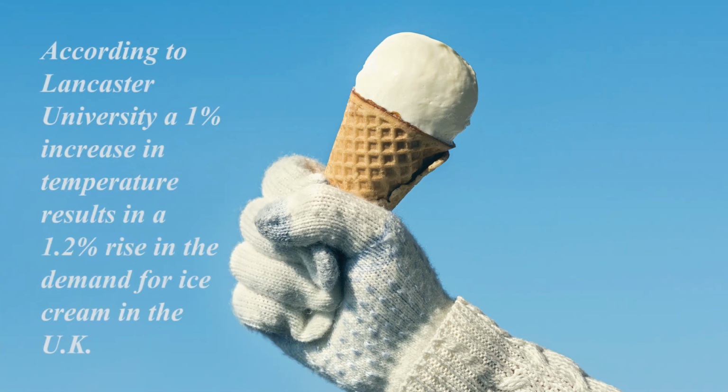Now, before we answer this, let's talk about ice cream for a moment. According to Lancaster University, a 1% increase in temperature results in a 1.2% rise in the demand for ice cream in the UK. So much like our beloved pool floats, rising temperatures boost sales. Unilever, which owns famous ice cream brands including Ben & Jerry's, Magnum, and Klondike, is aware of this and has launched a marketing effort pitching customers that it's always 20 degrees Celsius on your couch. For those of you unfamiliar with Celsius, 20 degrees Celsius just means warm in Fahrenheit.